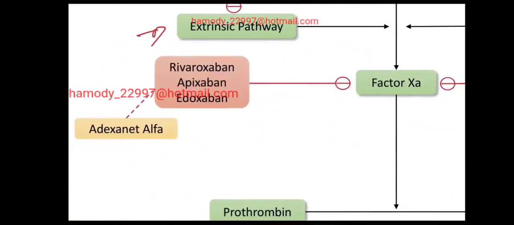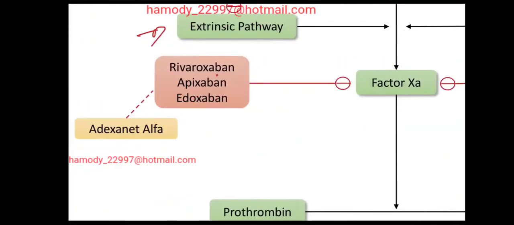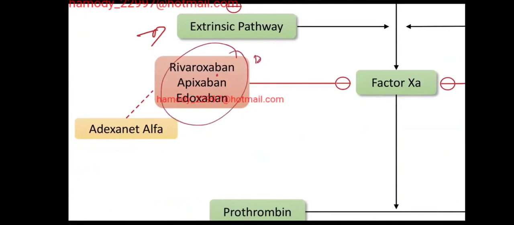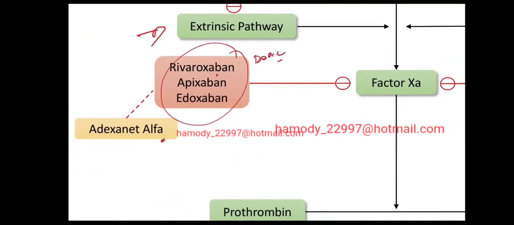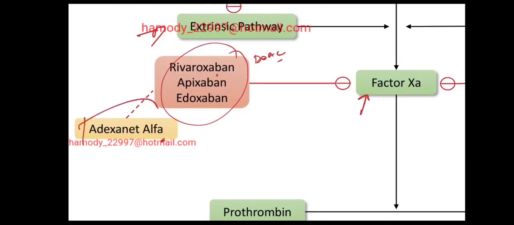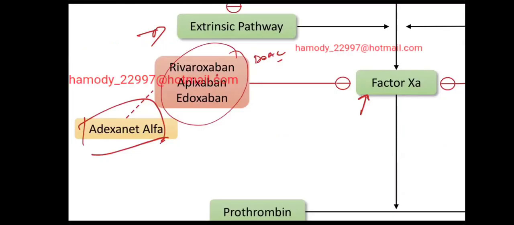Next, what you are seeing here are direct oral anticoagulants. Anything which ends with xaban, rivaroxaban, apixaban, edoxaban, these are all known as direct oral anticoagulants. Where do they act? They directly inhibit factor 10A. Is there an antidote for the same? Yes, for the reversal, andexanet alfa is what you'll be using.